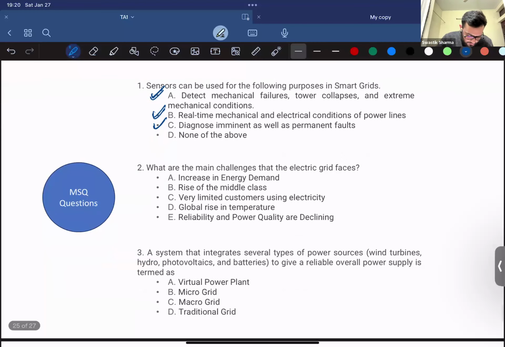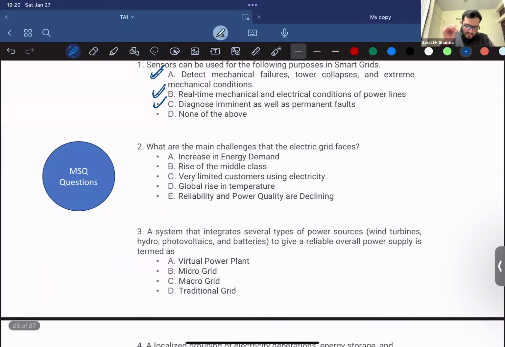So the second question: what are the main challenges that the electrical grid faces? Someone has the mic on. Dharmendra Kumar Singh, can you mute yourself and just unmute when you have to say something? Yeah. So the second question is, what are the main challenges that the electric grid faces? Anyone?